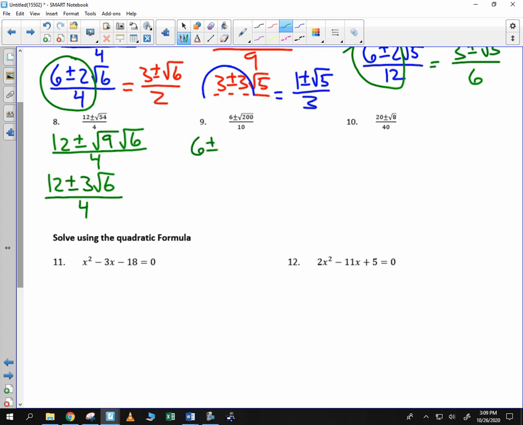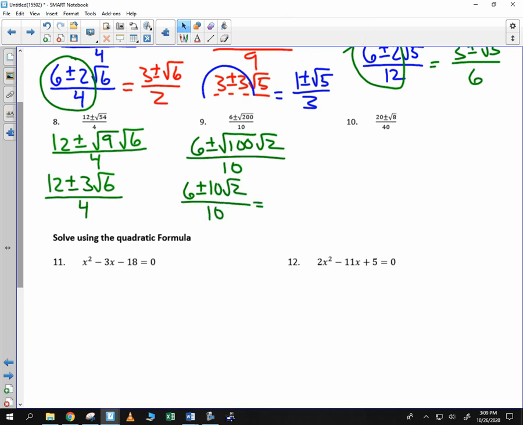Six plus or minus the root of 100 times the root of 2 over 10. 6 plus or minus 10 roots of 2 over 10. Notice that these are all divisible by 2. So we get 3 plus or minus 5 roots of 2 over 5.